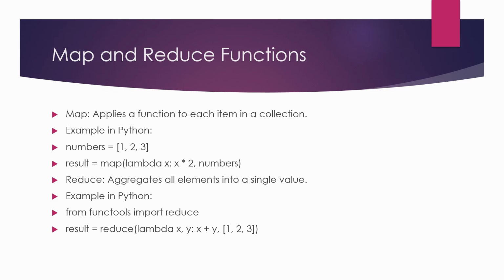Map and reduce are higher order functions that are commonly used in functional programming. Map applies a function to each element in a collection, while reduce combines all the elements of a collection into a single value. For instance, in Python, we can use map to double each element in a list and reduce to sum all elements in a list.